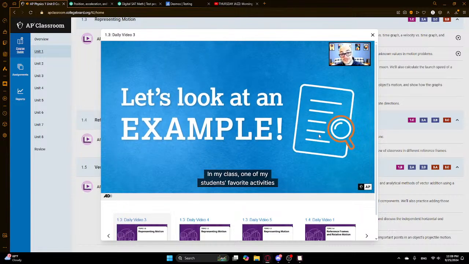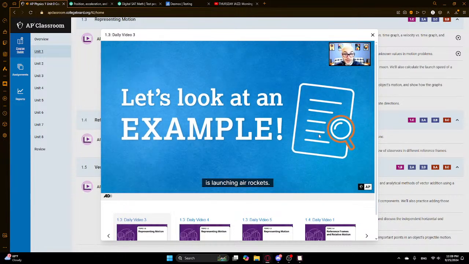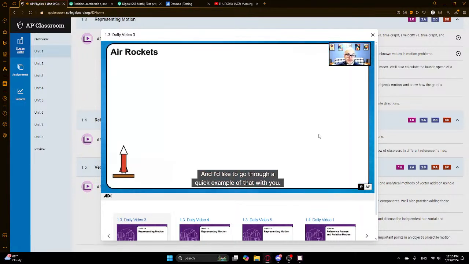In my class, one of my students' favorite activities is launching air rockets, and I'd like to go through a quick example of that with you. Here, you see an air-powered rocket. We can launch it up in the air and let it come back down. We can time the whole flight.